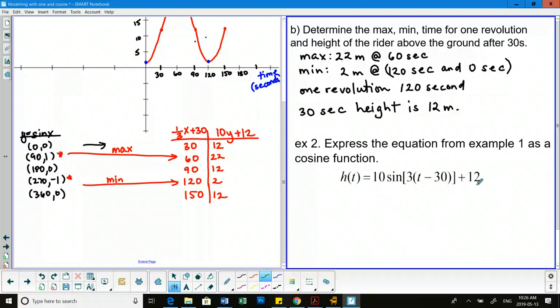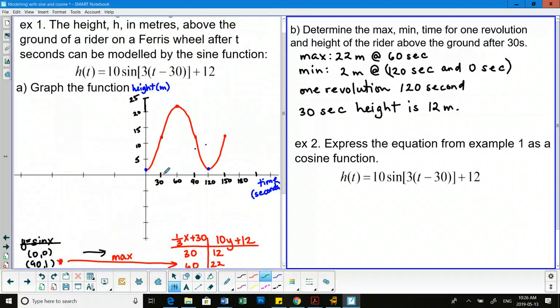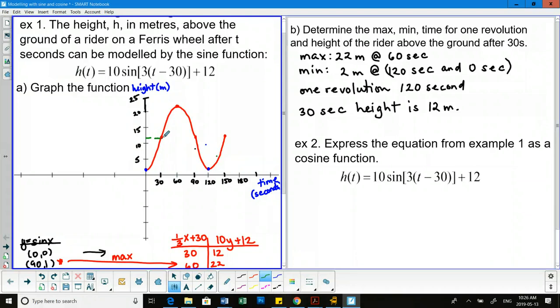Express the sine equation from example 1 as a cosine function. We're pretty good at this, right? We can actually just use the graph. We don't even have to do any mathematical calculations. So the rising midline, we can see the rising midline right here. And that's why sine has the shift 30 to the right, because the rising midline is 30 to the right.